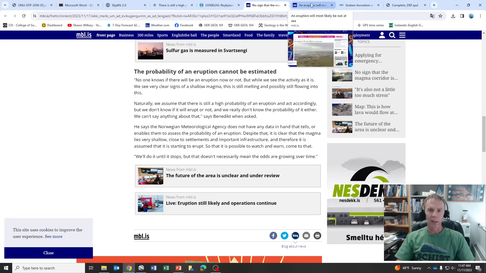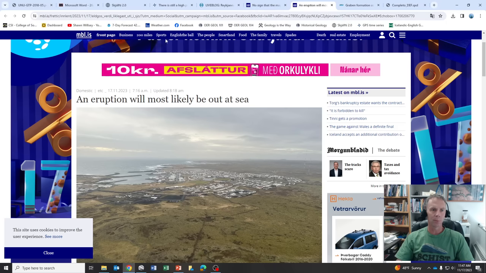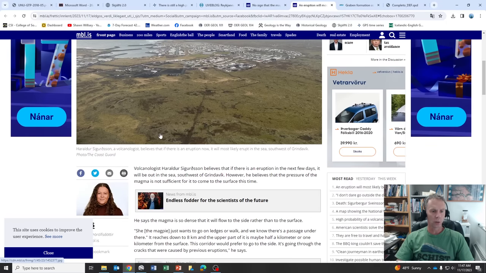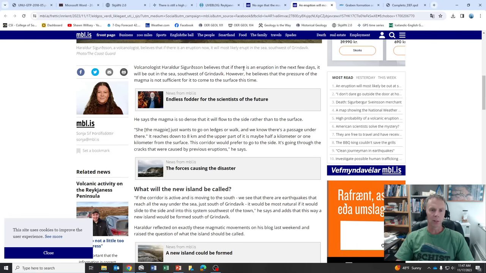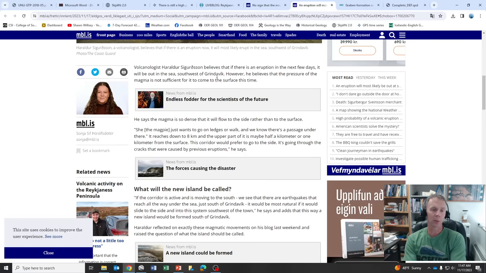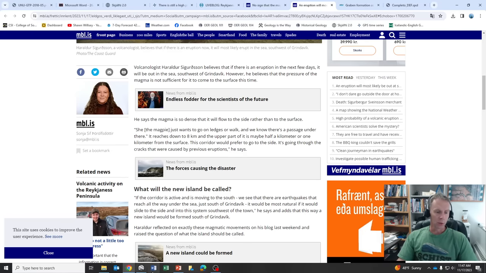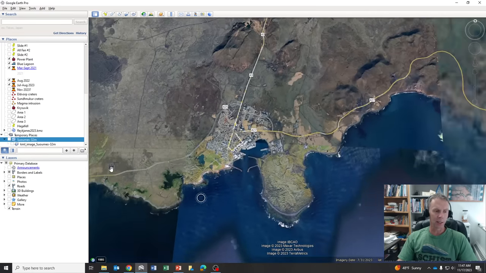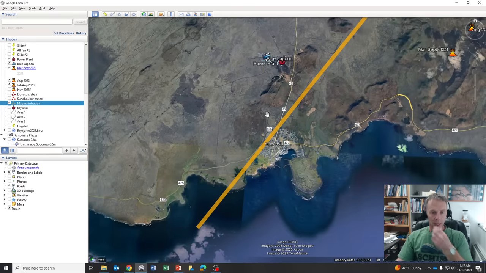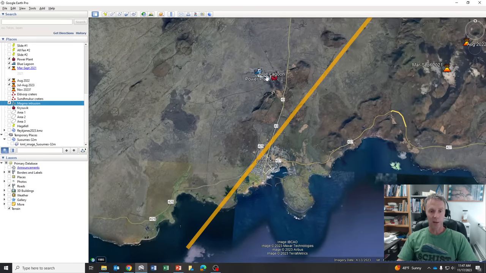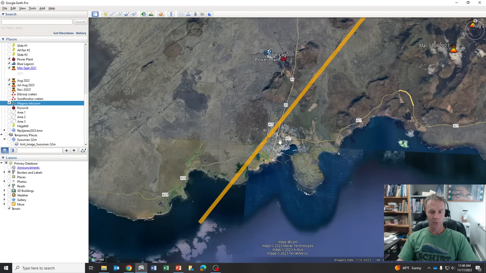And then, let's see, this I found pretty interesting too. This is the same news organization talking to a different scientist. Volcanologist Haraldur Sigurdsson believes that if there is an eruption in the next few days, it will be out in the sea southwest of Grindavík. This is interesting, because this is what I had talked about on a previous update: if there's going to be an eruption in the area, the best case scenario, I thought, was something out here. I think the worst case scenario is lava that takes out or compromises the power plant and the town. If it's below the power plant, it might just affect the town.